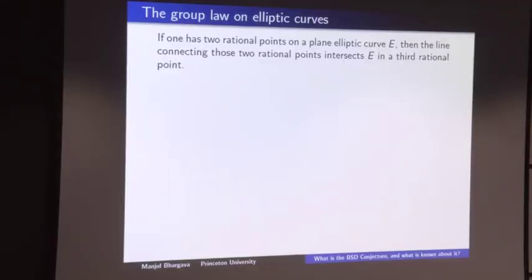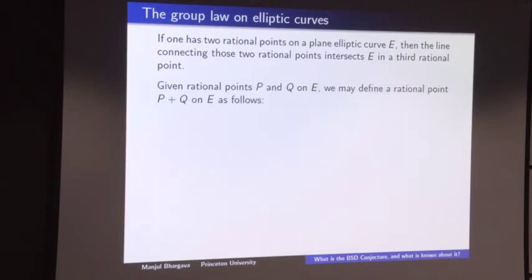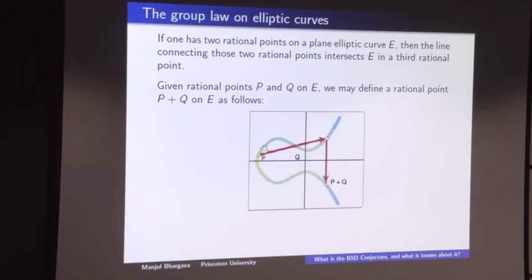And now if you take a line through two rational points on a cubic curve, then the line connecting those two rational points will meet the curve in a third rational point. So given rational points P and Q on our elliptic curve E, our cubic curve E, we may define a rational point, which we call P plus Q, as follows. We start with a rational point, say P here and Q here. We can take the line through them, and that's going to intersect in a third point, and then we can reflect it across the x-axis. Remember, it's y squared equals x cubed plus ax plus b. So if (x, y) is a point, then (x, minus y) is also a point. So you can always reflect across the x-axis and end up on a point on the curve. And that we can call P plus Q. And that's a method of taking two rational points and producing a third rational point. So if we start with two rational points, P and Q, we can produce this third rational point called P plus Q.